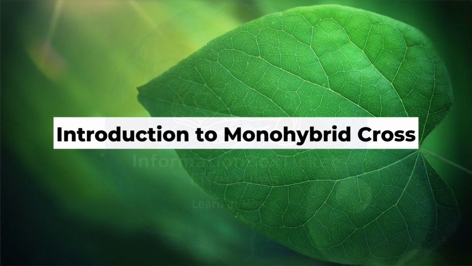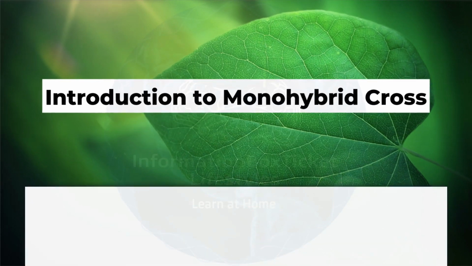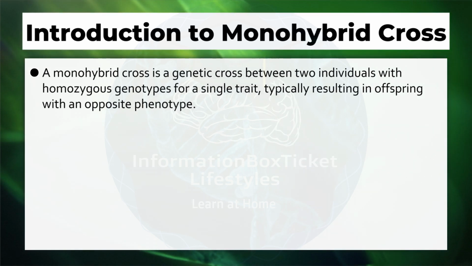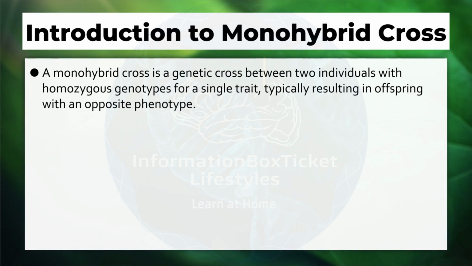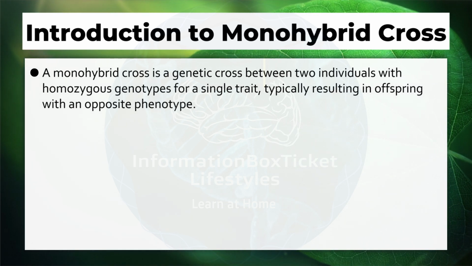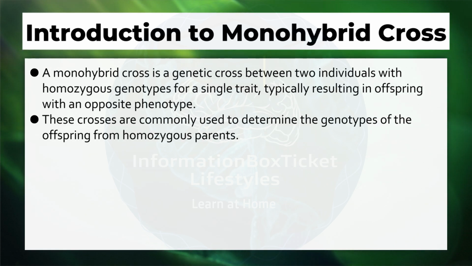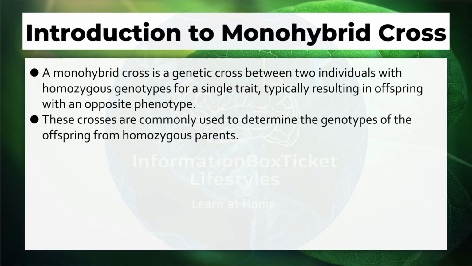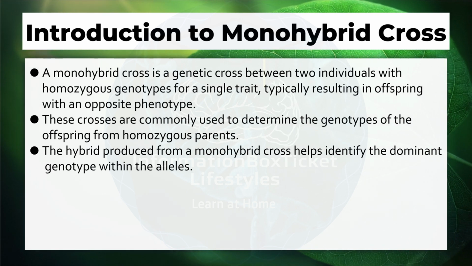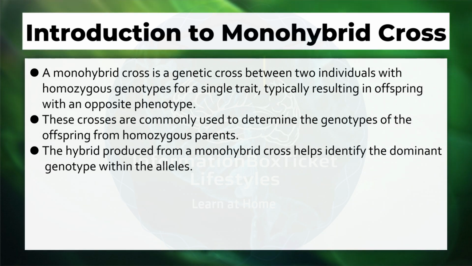Introduction to monohybrid cross. A monohybrid cross is a genetic cross between two individuals with homozygous genotypes for a single trait, typically resulting in offspring with an opposite phenotype. These crosses are commonly used to determine the genotypes of the offspring from homozygous parents. The hybrid produced from a monohybrid cross helps identify the dominant genotype within the alleles.